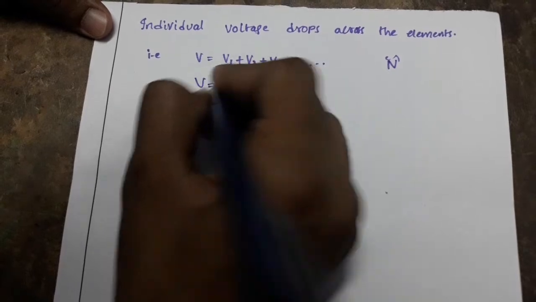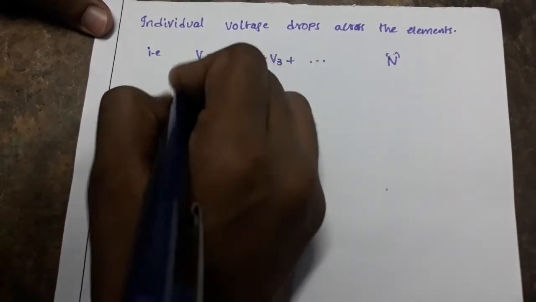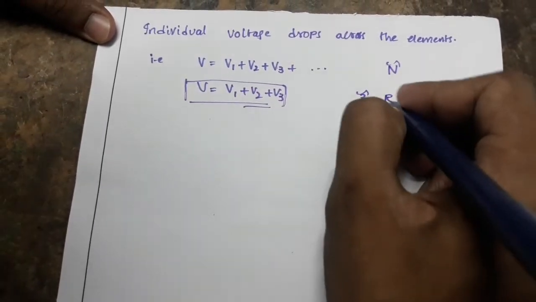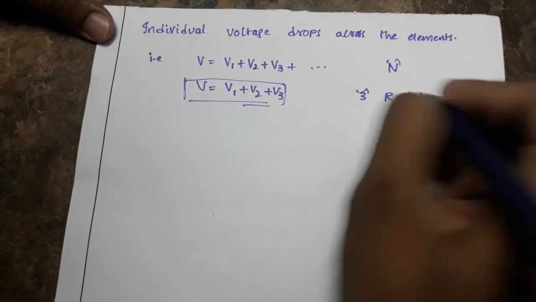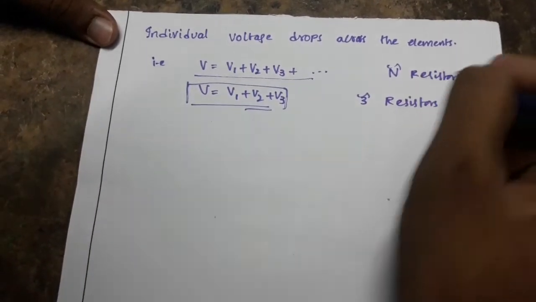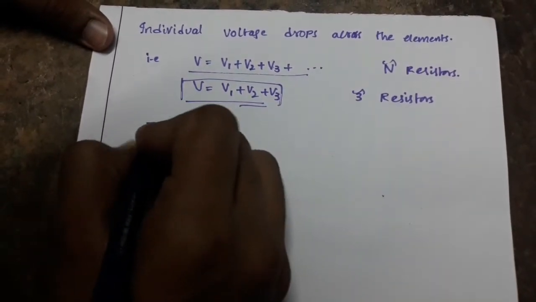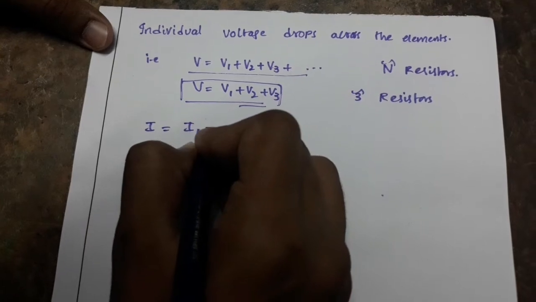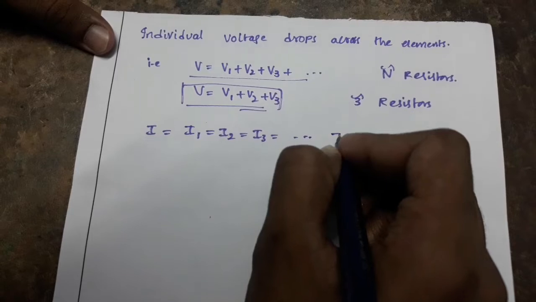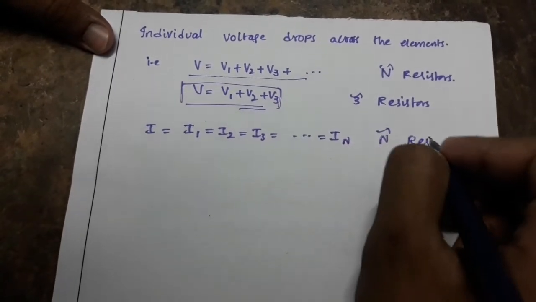I have taken 3 resistors in the series. So for 3 resistors, the formula is this, and this is for n resistors. Coming to the n resistors, current I equal to I1 equal to I2 equal to I3 equal to so on, equal to In for n resistors.